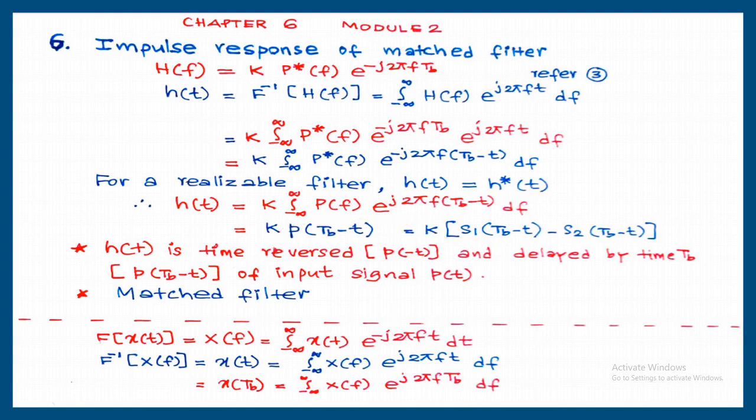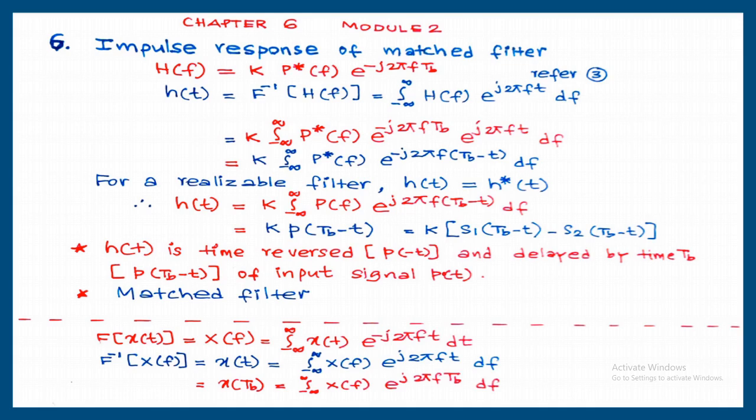H of t is time reversed. This is time reversed of p of t. H of t is the time reversed and delayed by time tb, that is p of tb minus t. So if it is p of minus t, delay will be p of minus t plus tb. That is written here, p of minus t plus tb of input signal p of t.